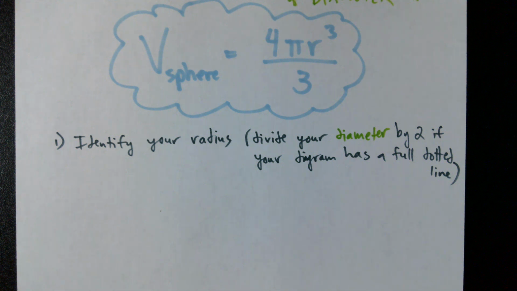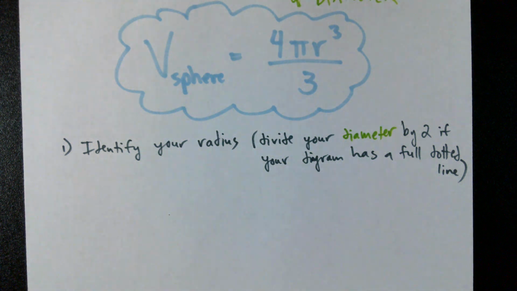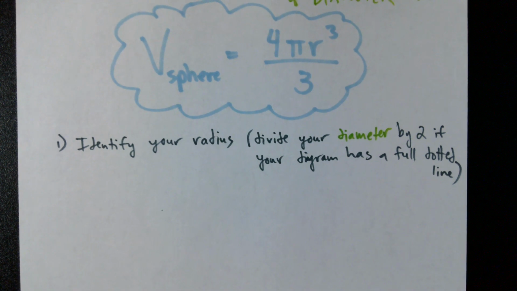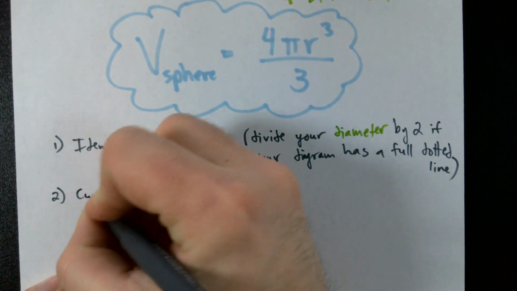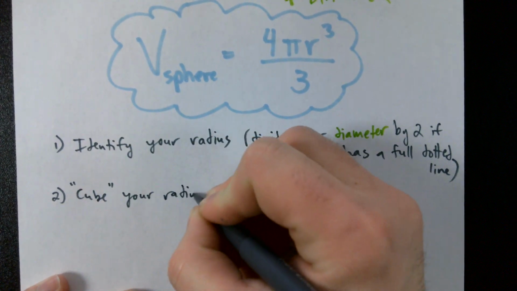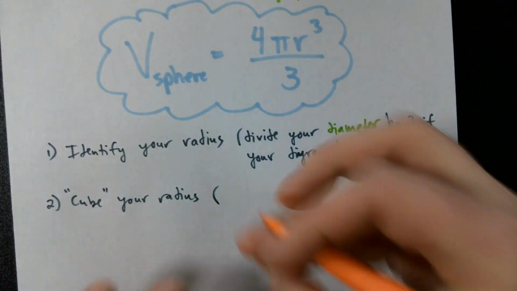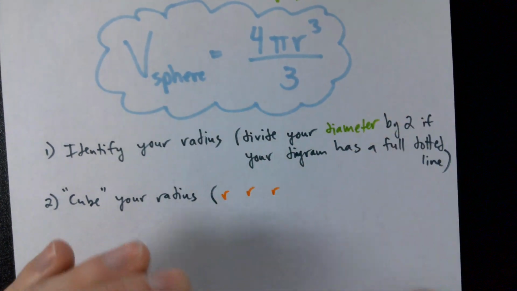Those of us that just got back, here's what we've got so far. The formula for the volume of a sphere is right there, bubbled up. And we've got our first step in this process written down. All you got to do is identify your radius. Once you identify what that radius is, you're going to do step number 2, which is to cube your radius. And again, cubing your radius just means we're doing r times r times r.